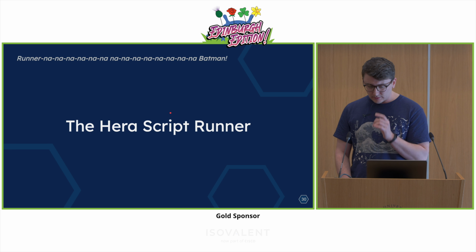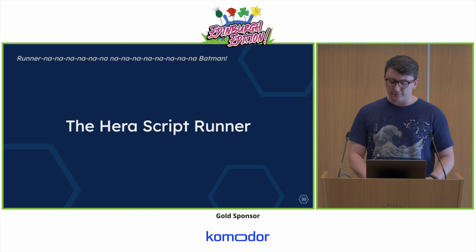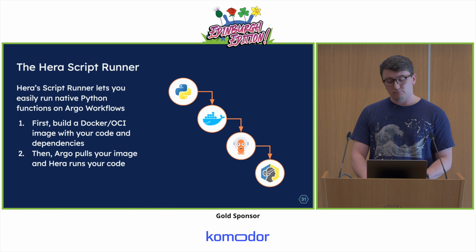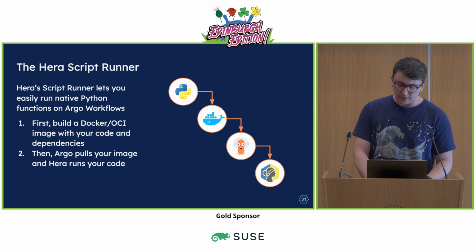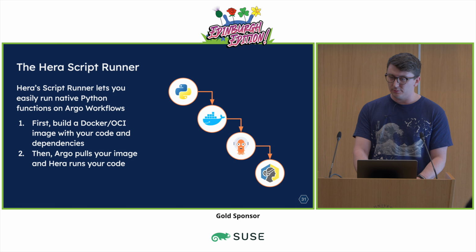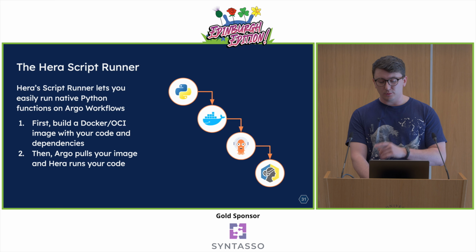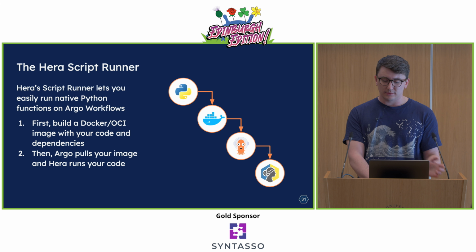So the Hera script runner is a feature of Hera which solves this problem. It lets you run actually native Python functions on Argo Workflows, and all you need is to build an image, and then Argo will pull that image, and Hera runs that code through its module.